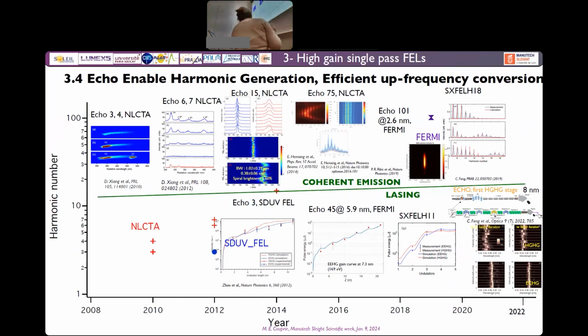And the last result is from Shanghai again, where they combined first an echo step to do a very efficient up-frequency conversion, and then a high gain harmonic generation stage, which enables a very intense and stable radiation. So you see that we play with a combination of the different configurations to really tailor the properties of the FEL.